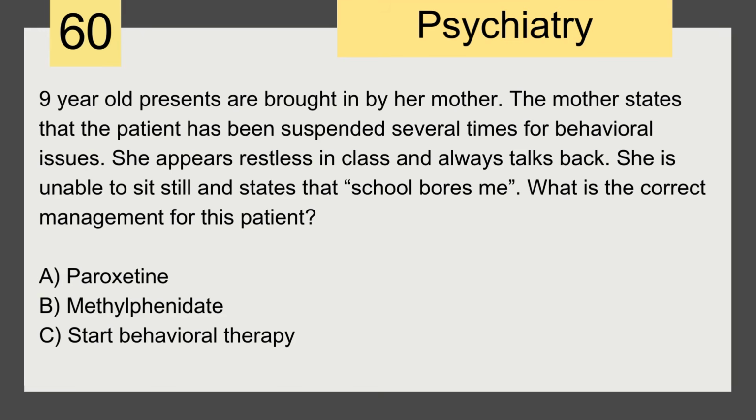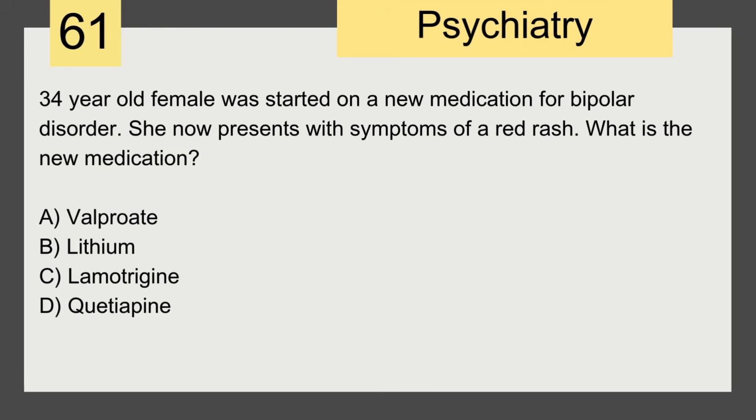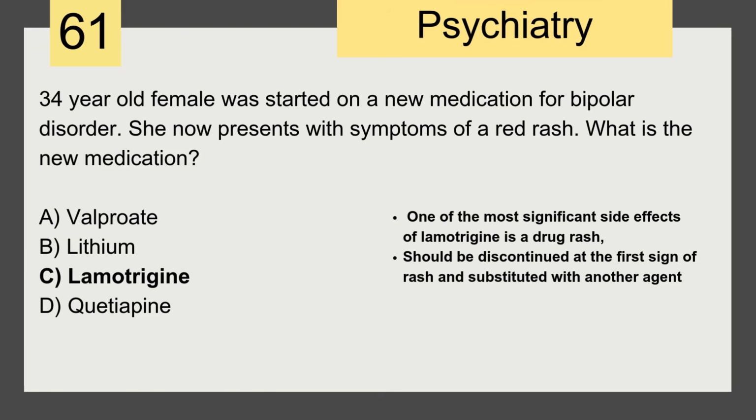Question 60. Basically, first line for ADHD is going to be methylphenidate, as well as amphetamines, plus or minus therapy. Question 61. This is the red rash which we described, Stevens-Johnson syndrome, associated most with lamotrigine. Discontinue the mood stabilizer right away.